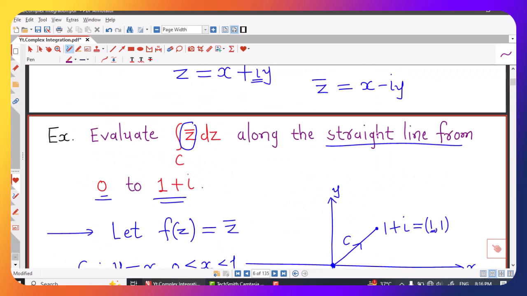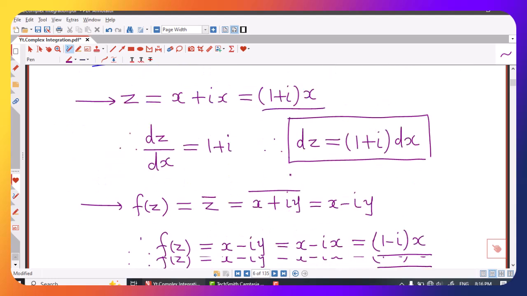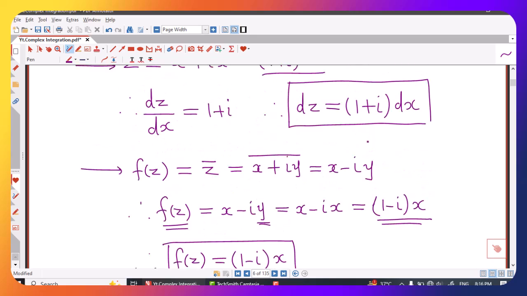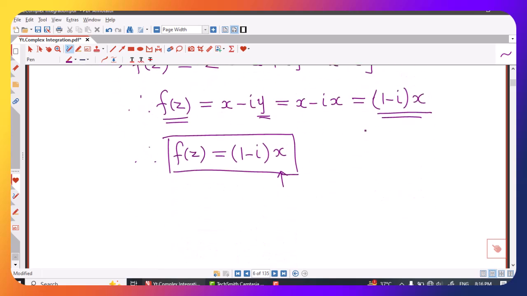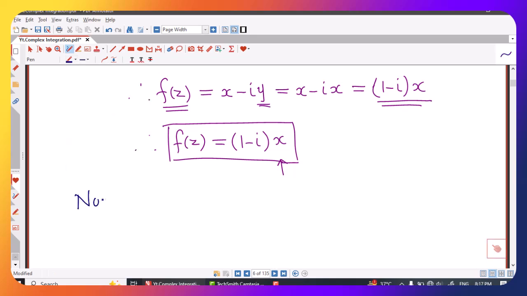So everything we have converted in terms of x. Z bar is 1 minus i times x, dz is 1 plus i times dx, and now if we consider this representation x plus ix, then x lies between 0 and 1. So once we convert f of z in terms of the parameter, here the parameter is x, then we convert dz in terms of parameter x only.